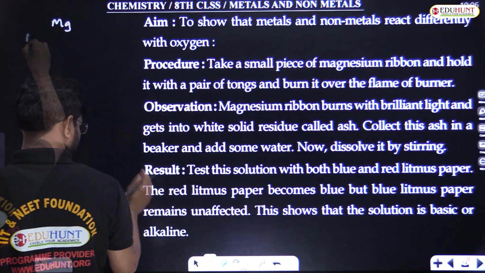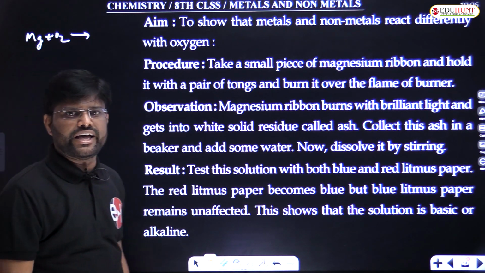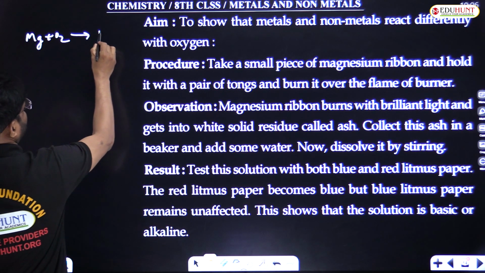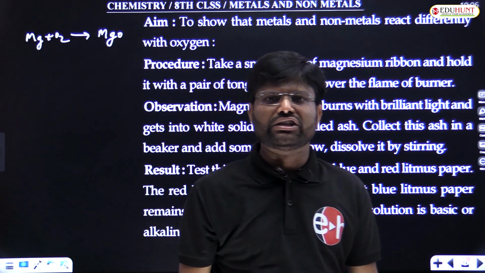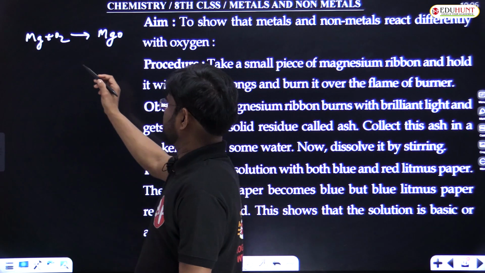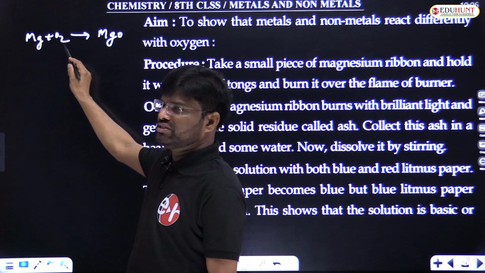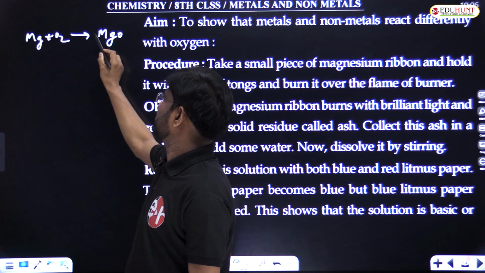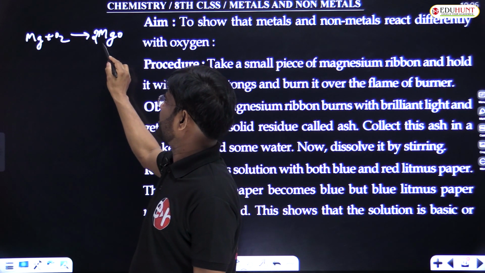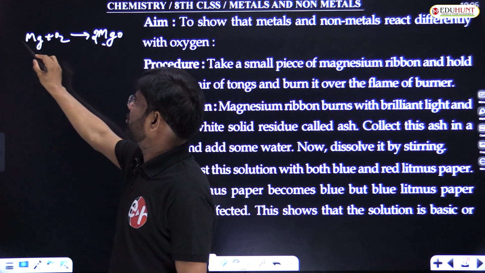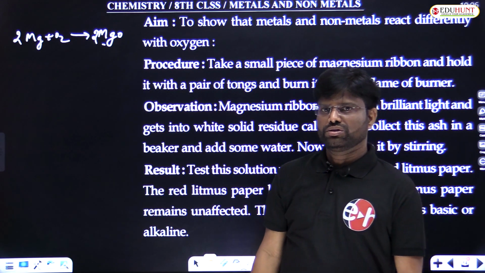Magnesium burns in the presence of oxygen and produces a white dazzling flame. After that, magnesium oxide, the ash of magnesium oxide. To balance this reaction, on the left side 2 oxygens are present, on the right side only 1 oxygen is present. Left side 1 magnesium, right side 2 magnesiums. So you should balance this: 2 Mg plus O2 gives 2 MgO.